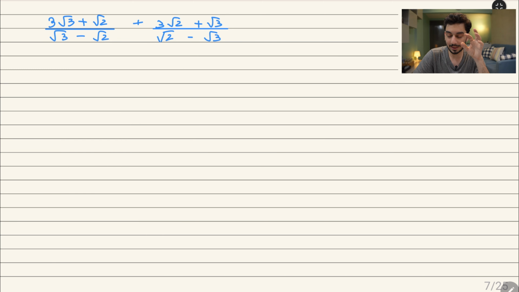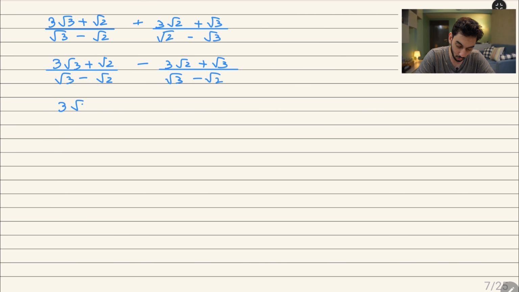Okay. Now again it's the same kind of problem. We need to factor out a minus sign so that it becomes a like fraction. So it is 3 root 3 plus root 2 upon root 3 minus root 2. This becomes a minus, and it is 3 root 2 plus root 3, and in the denominator I will be left with root 3 minus root 2. Now these are like fractions. I can combine the numerators of both these. So it becomes 3 root 3 plus root 2. The minus sign shows an effect on both of them. So negative 3 root 2 and negative root 3, and the denominator stays the same, which is root 3 minus root 2.